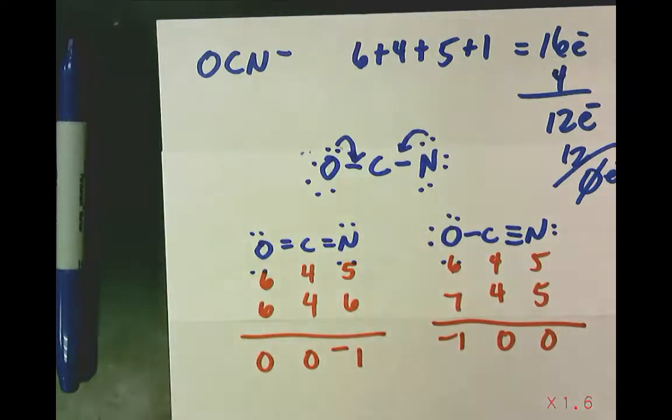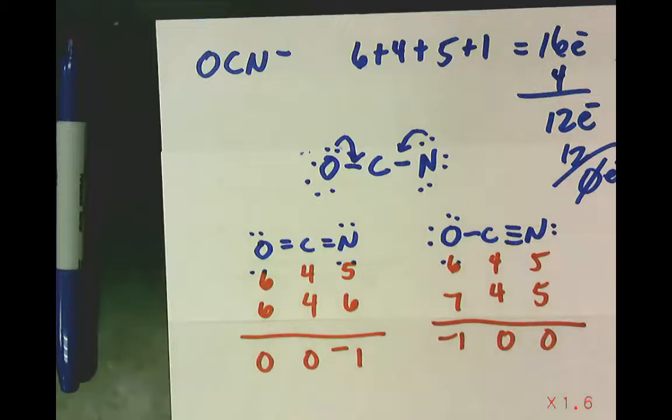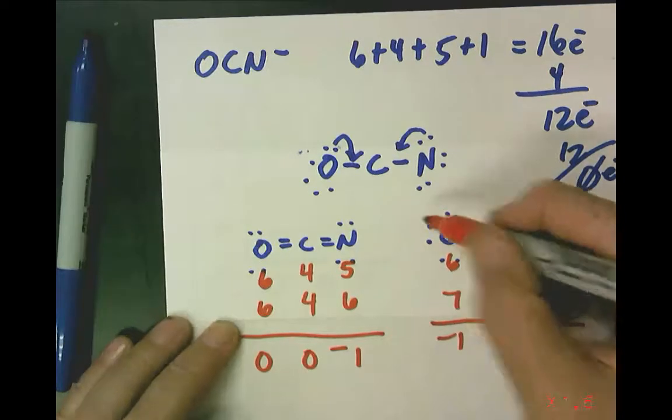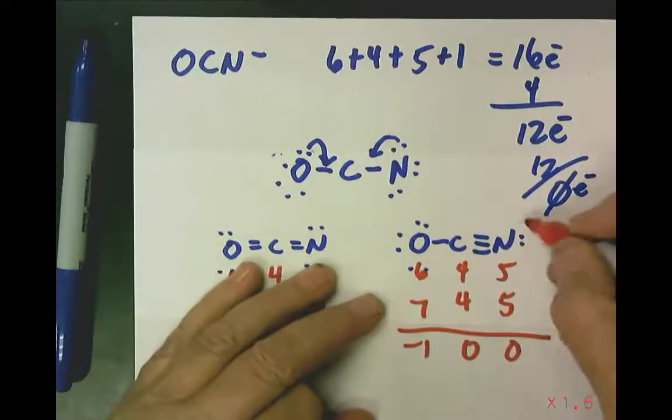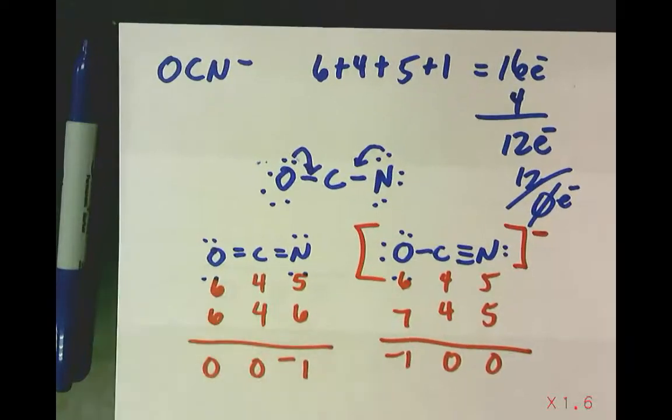All right, so now it comes down to which element should have the negative 1. Should the oxygen have it or should the nitrogen have it? And it would be the more electronegative element that would have it. So I believe this should be the correct structure. So we would draw this with brackets and a negative sign on the outside. There you have it.